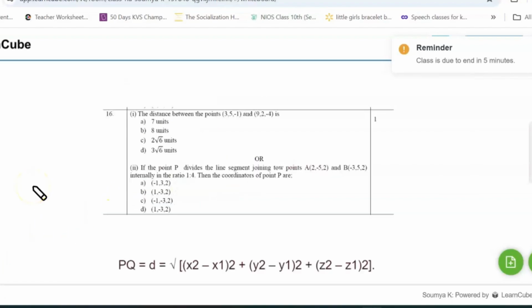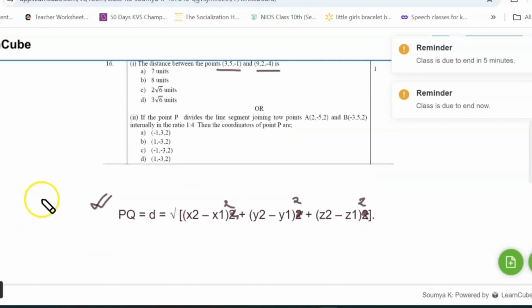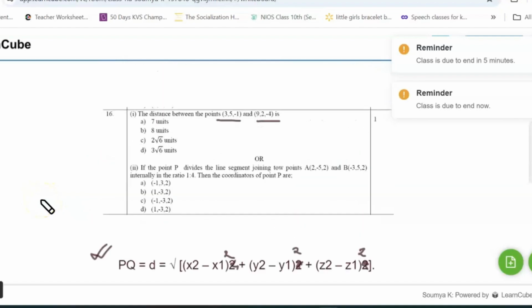16th question, that is the distance between the points you have to find out. Okay, so this is one coordinate point and another coordinate given to you with x, y, and z components. Here, square root of (x2 minus x1) the whole square, plus (y2 minus y1) the whole square, plus (z2 minus z1) the whole square. Okay, so this is the distance formula. If you have got only two coordinates, you have to remove the z component. Okay, let's find out how to do this.